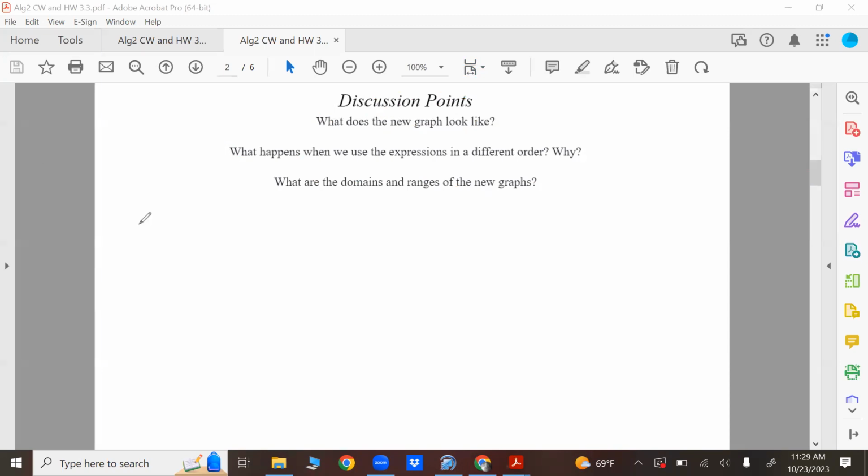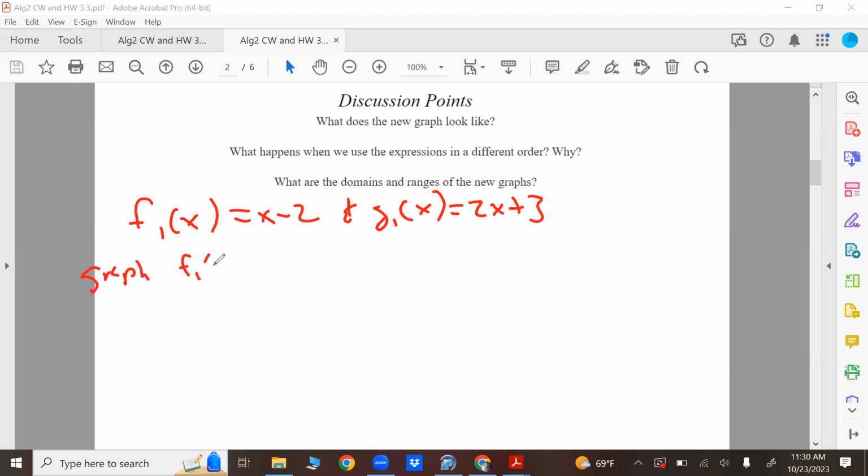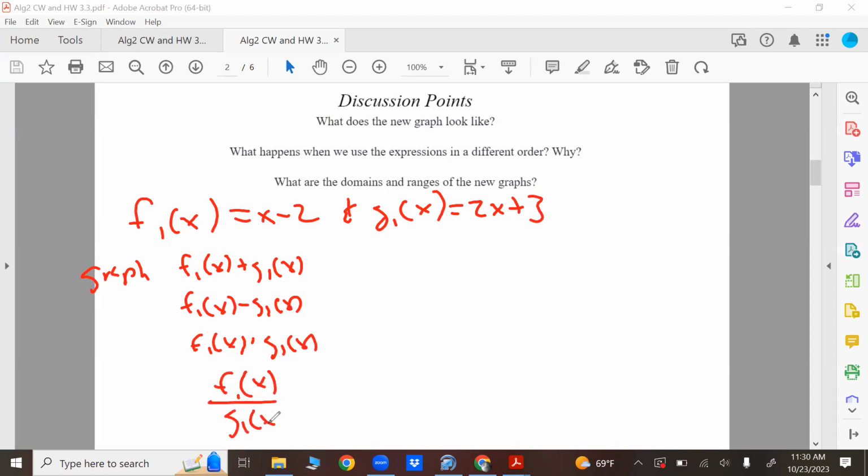Yeah, f(x) was x minus 2 for me, and g(x). You guys can write this down somewhere else. I mean, you'll have enough space, or you can just watch. It's totally fine too. So you're going to graph f(x) plus g(x), f(x) minus g(x), f(x) times g(x), f(x) over g(x).